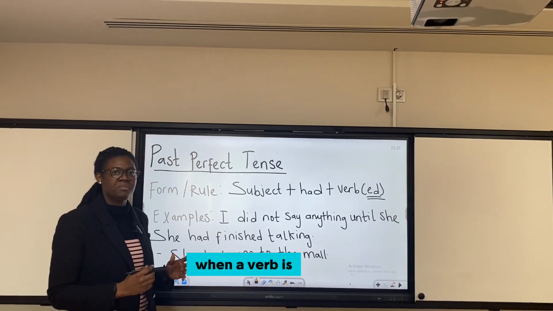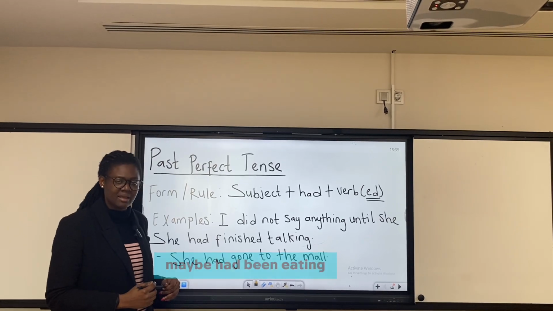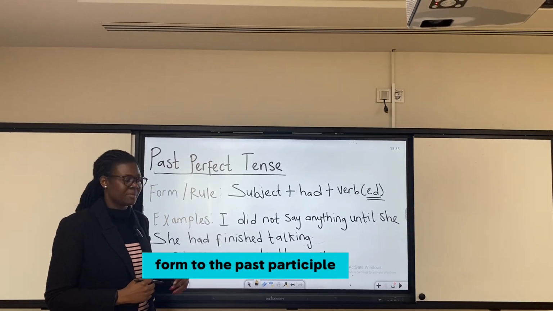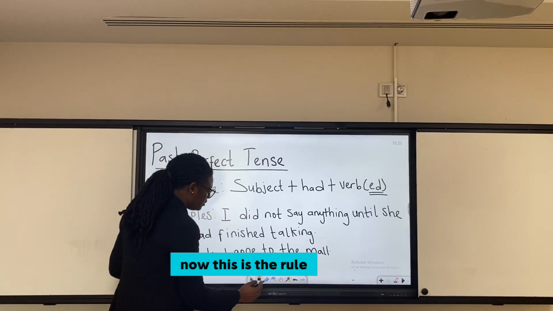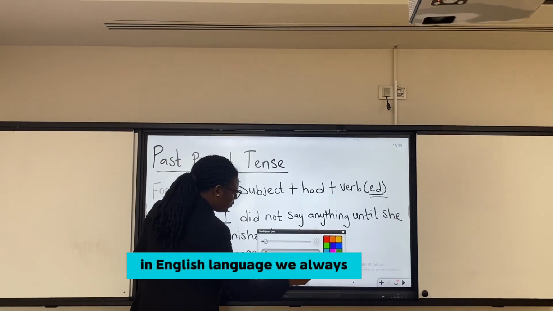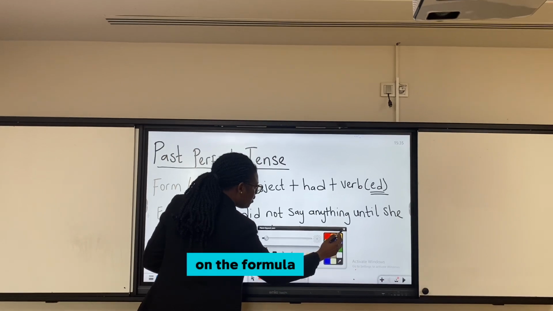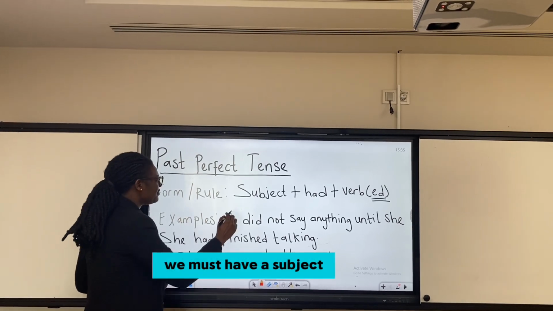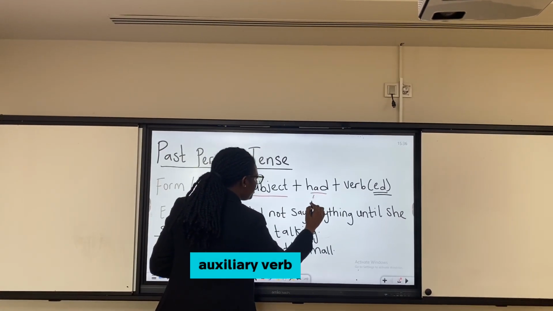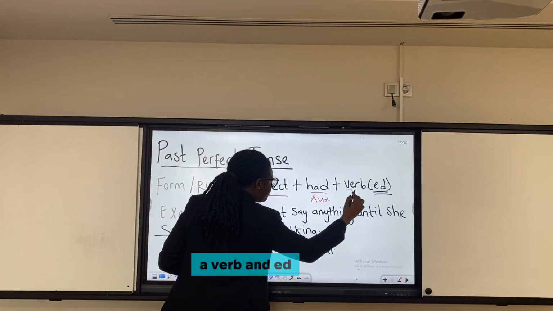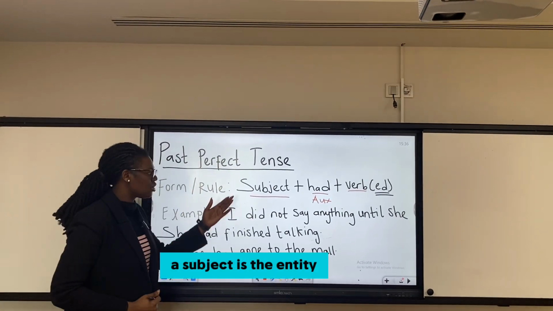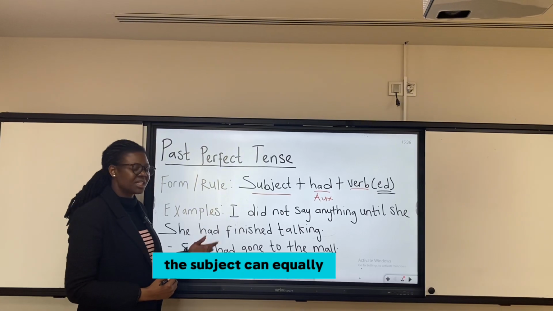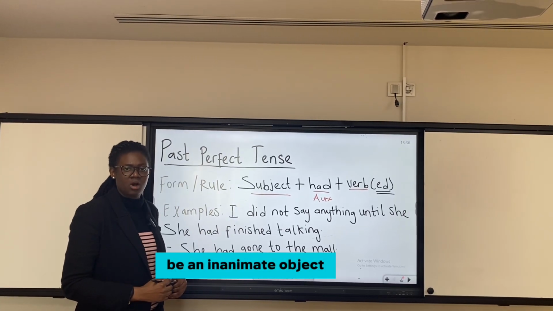For example, when a verb is in the past participle, we have verbs like had been eating. So we change the form to the past participle. Now, this is the rule. Like I said, in the English language, we always focus more on the formula. For us to form a past perfect tense, we must have a subject, we must have the auxiliary verb, and we must have a verb and ed. A subject is the entity or the person that performs the action. The subject can equally be an inanimate object.